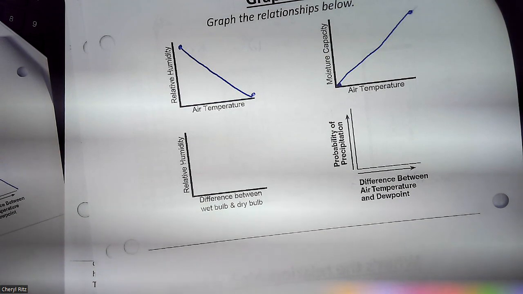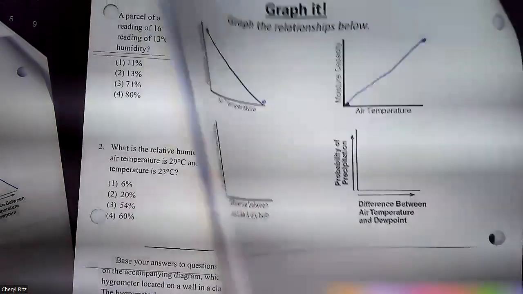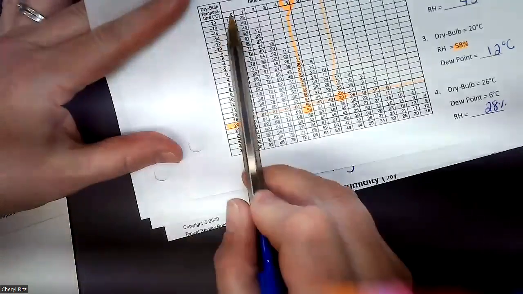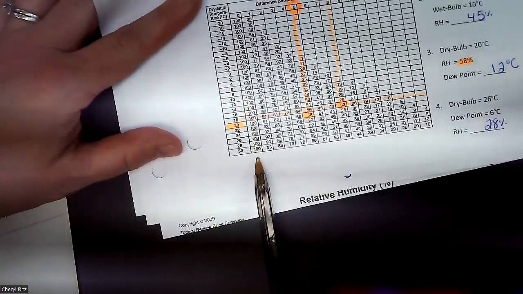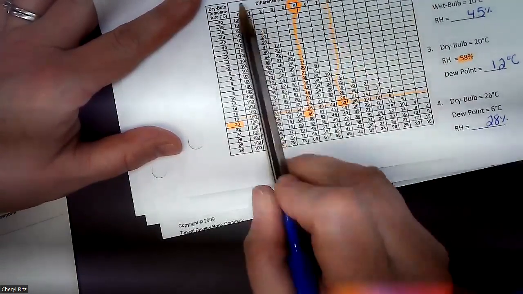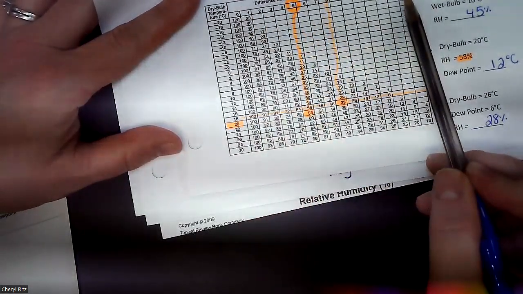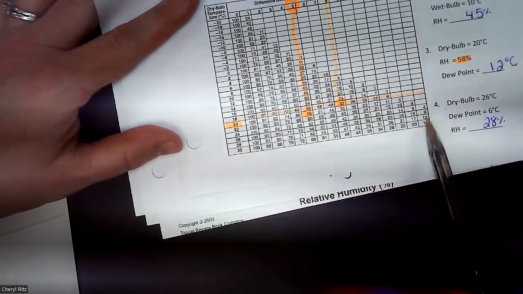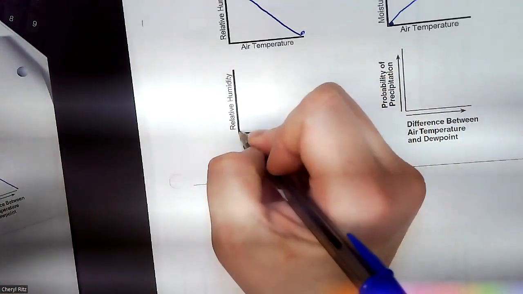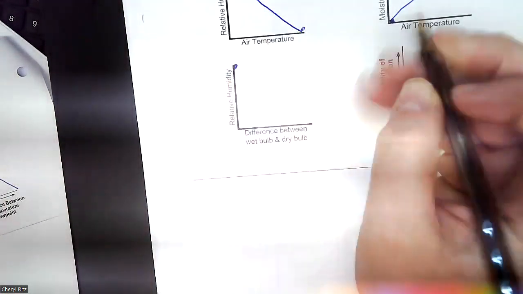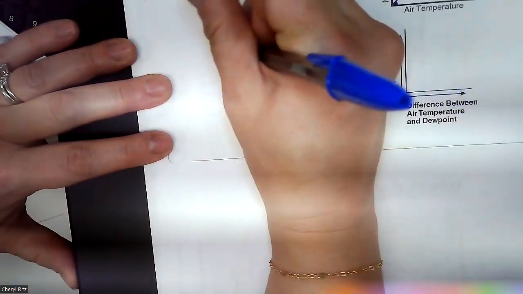Difference between wet and dry bulb and the humidity. There are a couple of ways of doing this one, but I like to look right at the humidity charts. If we have a zero difference between wet and dry, what's the humidity? 100. And when we get to a big difference, notice the humidity is really low. On that graph, if we have a zero difference, we're going to have 100% humidity. A big difference, we're going to have a low humidity.